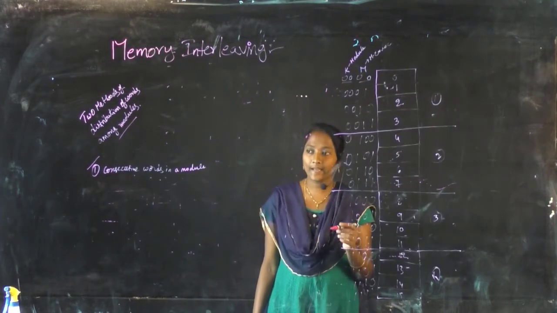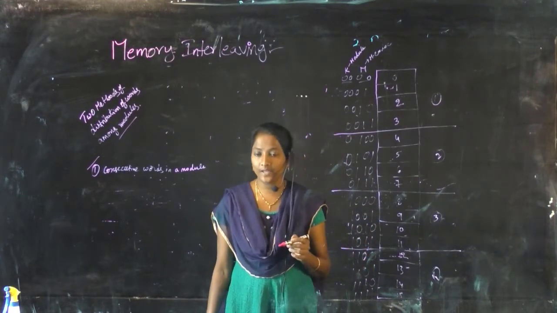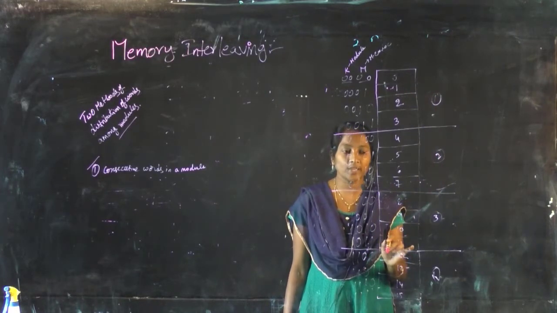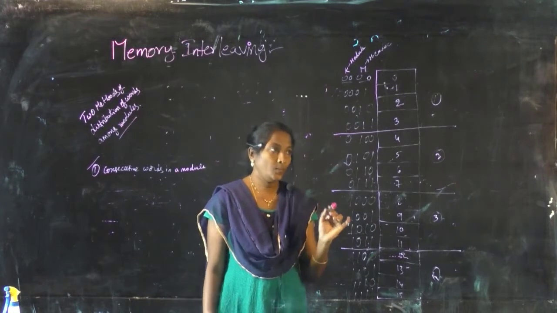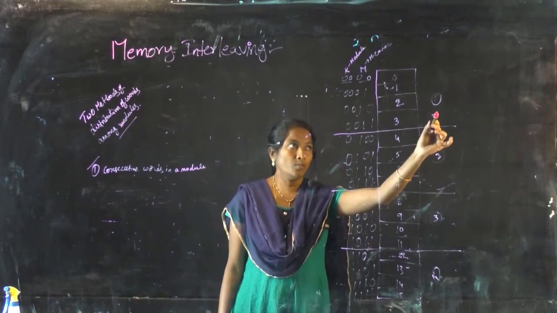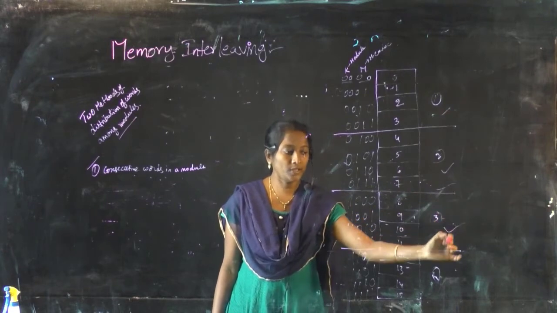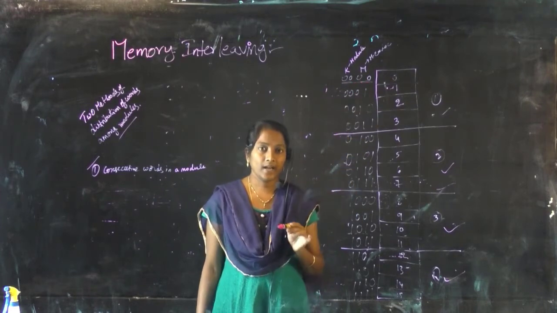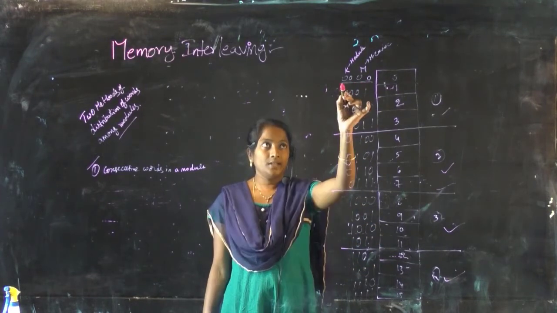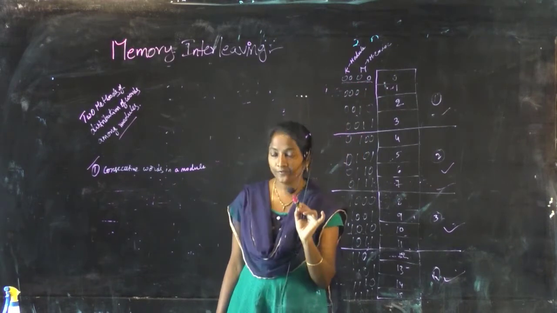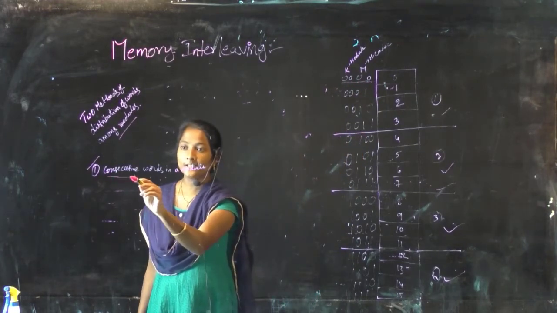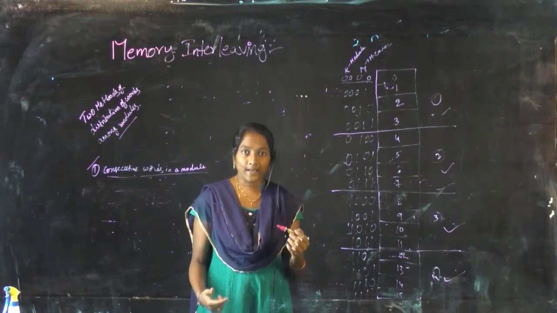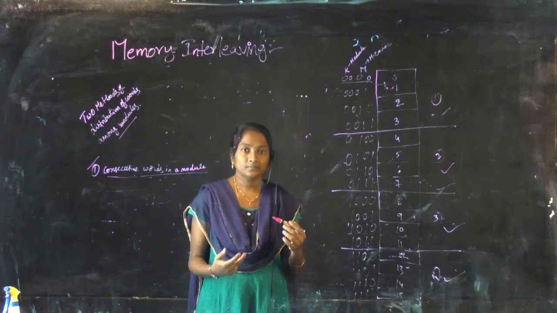Let us take an example under memory interleaving. I am taking memory locations from 0 to 15, that is, 16 memory locations divided into 4 modules: module 1, module 2, module 3, module 4. These are the address bits used to access the memory. These are the higher bits, these are the lower bits. The first case is consecutive words in a module. Let us see how memory can access words from a module.